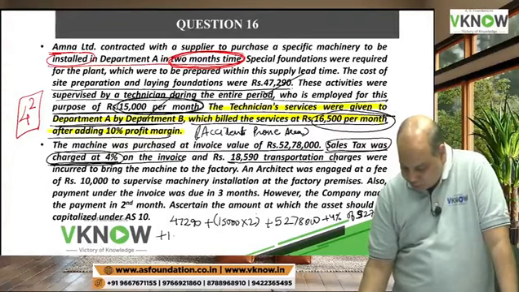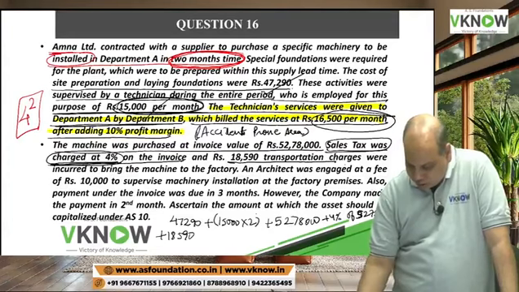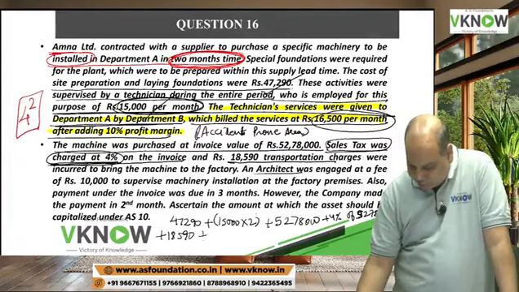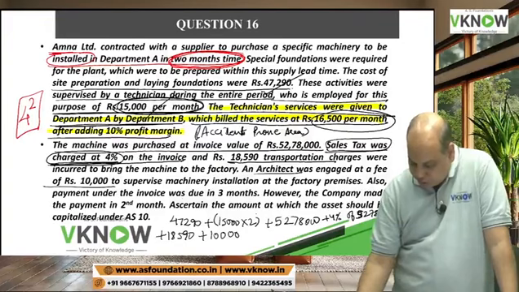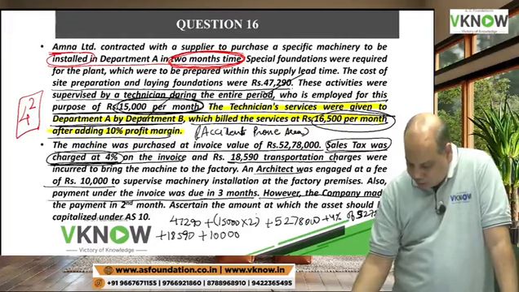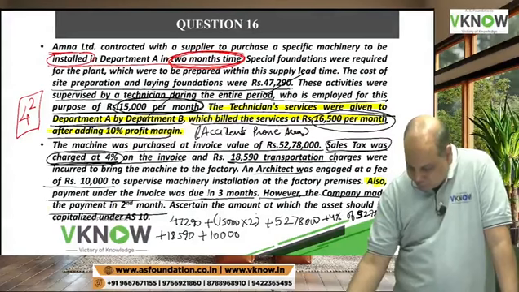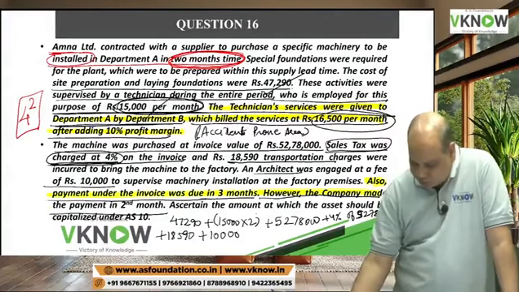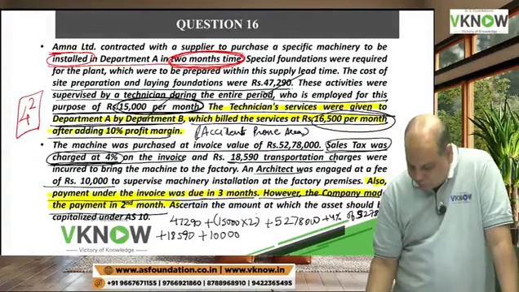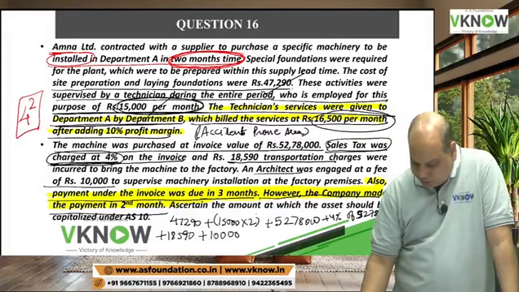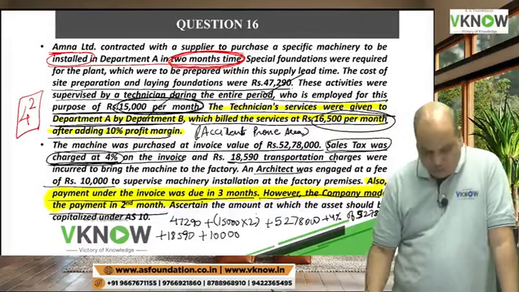18,590 transportation charges were incurred to bring the machinery to the factory. Architect was engaged at a fee of 10,000 to supervise the installation. This is professional fees. Also, payment under the invoice was due in 3 months. However, the company made the payment in the second month. This line which I am highlighting now is a waste of time because this is to confuse the student. When the company makes the payment is not relevant here for this question.